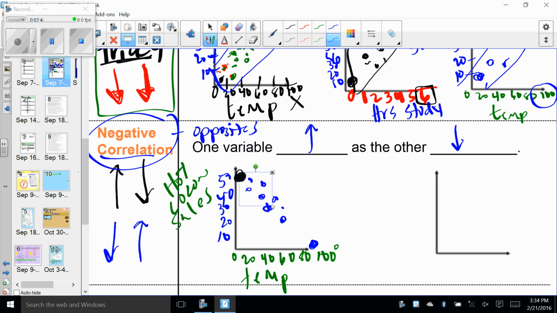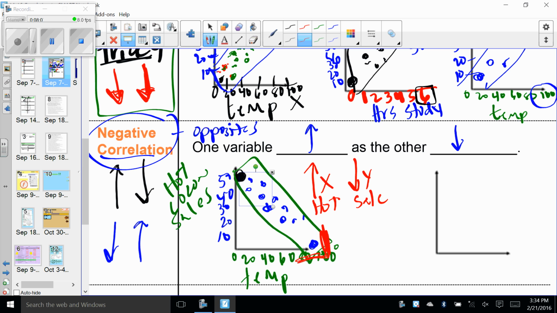So we'd have this trend this time going down. That downward arrow gives us that trend going down. That means that as the temperature, as the X, gets hot, the hot cocoa sales go down. So as one thing goes up, the other thing goes down. That's a negative correlation, opposite direction.